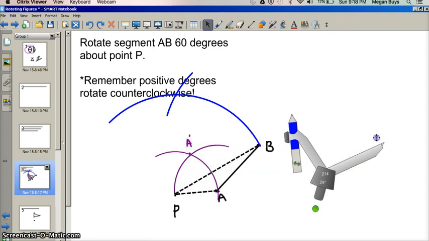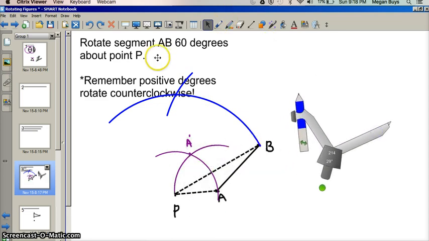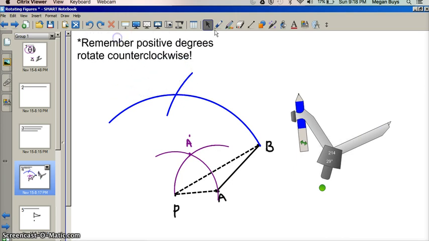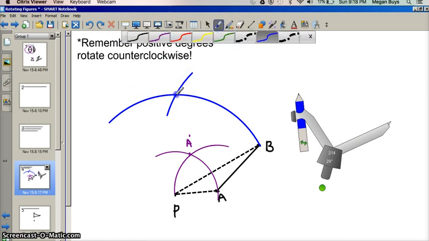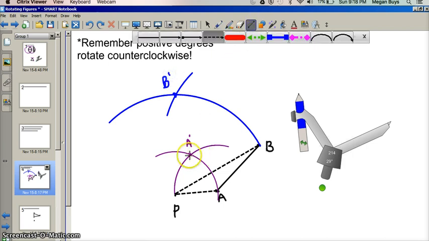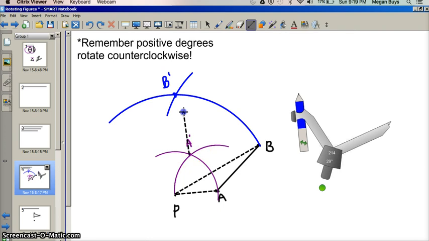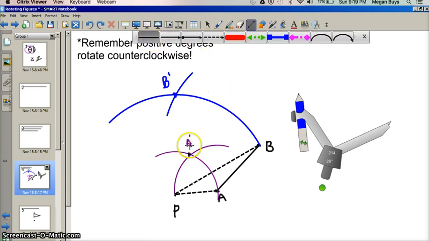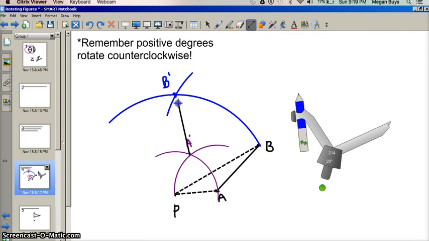Okay, I'm just going to move this out of the way. I'm also going to move this up a little bit so it's not in our way for our connection here. But this is B prime. And all that's left to do is connect our image points. Oh, let me just change that to a solid line. So A prime to B prime, and this is our rotation here.